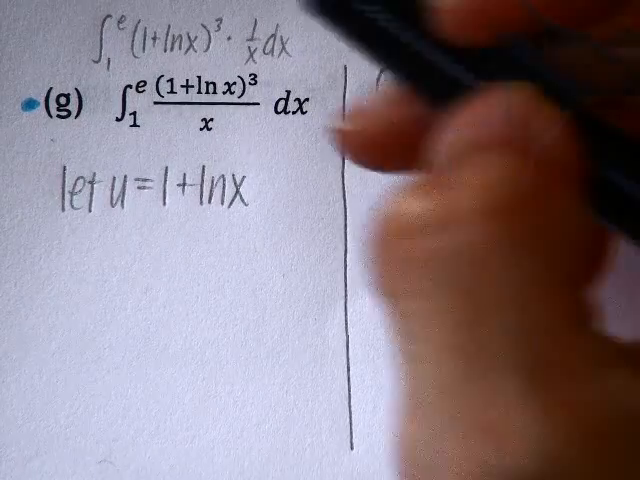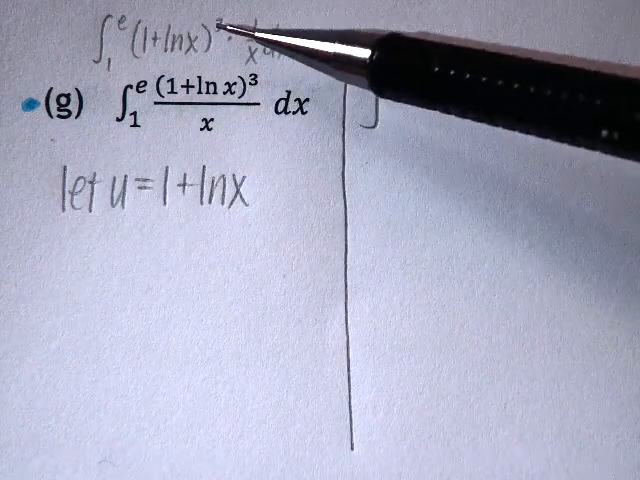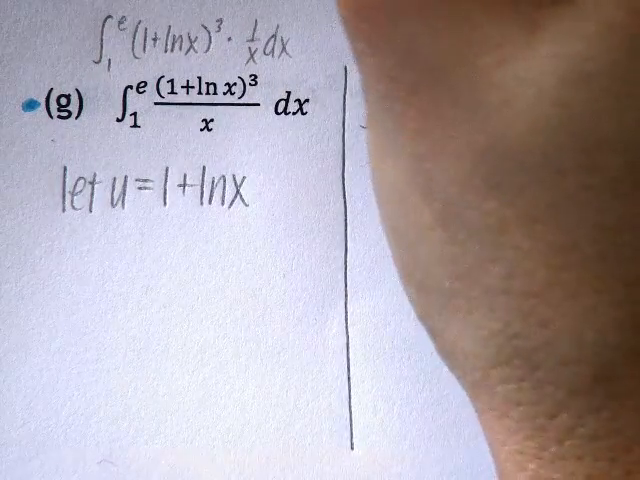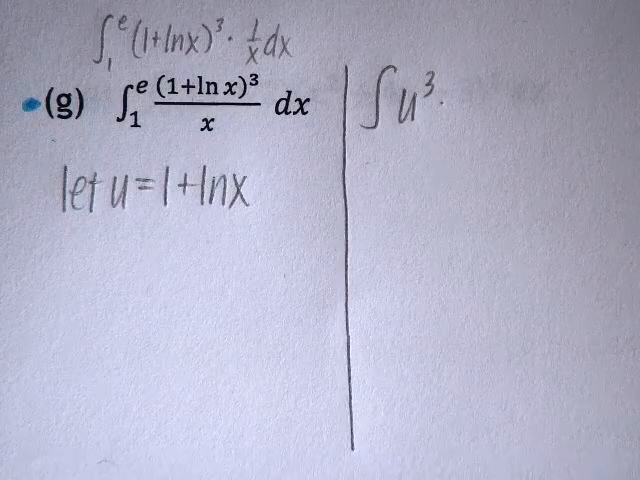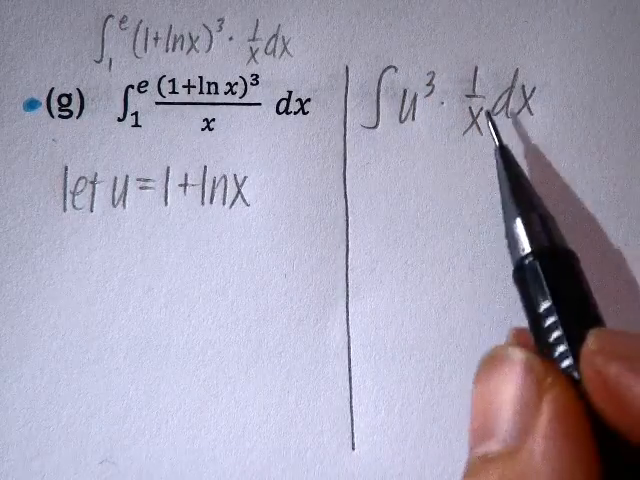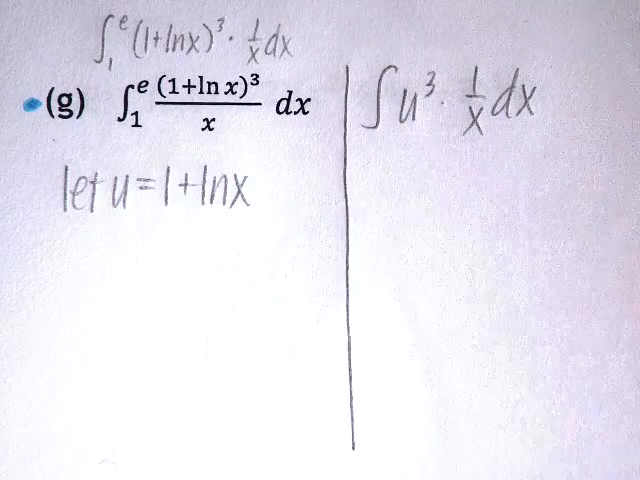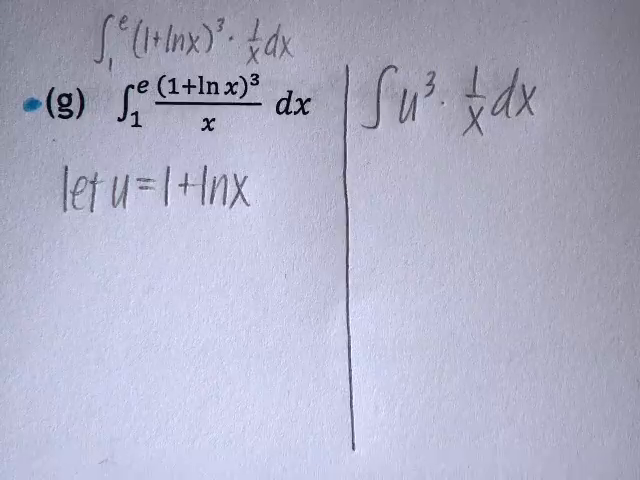Now, if I make my initial substitution for the chain rule, 1 plus ln x is going to substitute into the cube, so I know I'll have u cubed. And then I have this 1 over x dx that I know is going to substitute in the next step. I'm also in the next step going to change the limits, but I'm not going to worry about that quite yet. I'll just go one step at a time.